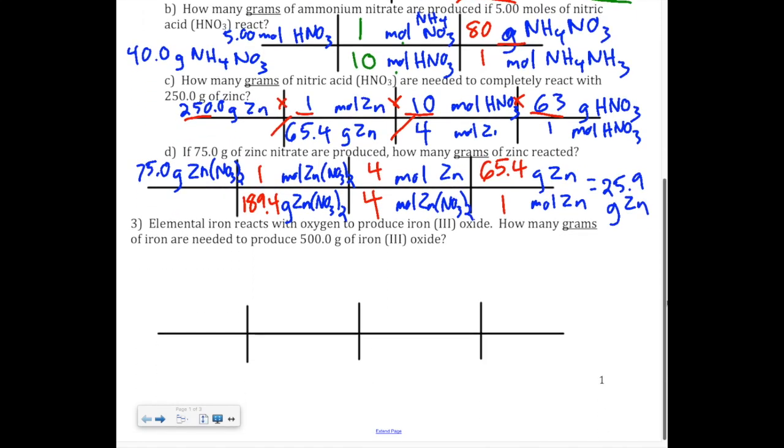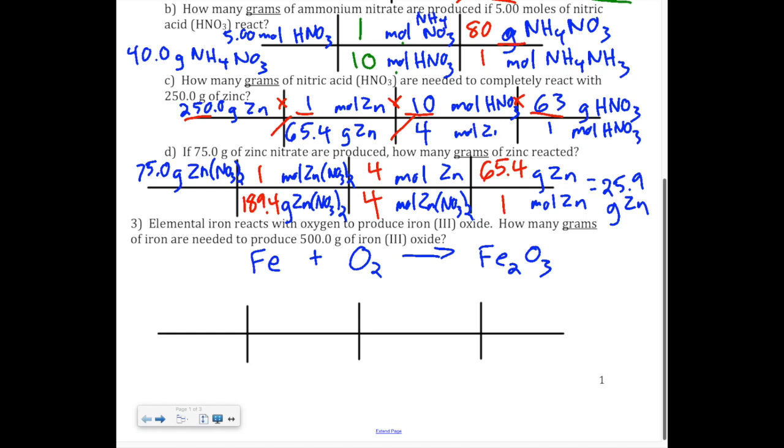Now it says elemental iron reacts with oxygen to produce iron 3 oxide. How many grams of iron are needed to produce 500 grams of iron 3 oxide? So this is one of those lonely ones that does not have an equation with it, so I got to make it. Now it says the elemental iron, so that's just iron by itself, and it reacts with oxygen. Remember, oxygen's diatomic, and it produces iron 3 oxide, so that's Fe2O3. You remember that from your charges, right?